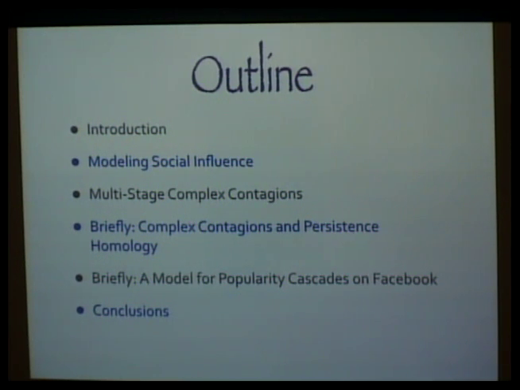And then I will talk very briefly about a couple of more recent things, one of which is to bring ideas from what's called persistent homology, which comes from computational topology, into these studies. That one gets a little more technical, so I'll only briefly show why we're doing it, and hopefully some of you will be interested in looking at the paper. I also wanted to briefly talk about a model that we have for popularity cascades on Facebook. That one does not have network structure in it and is what I like to call a small data project.